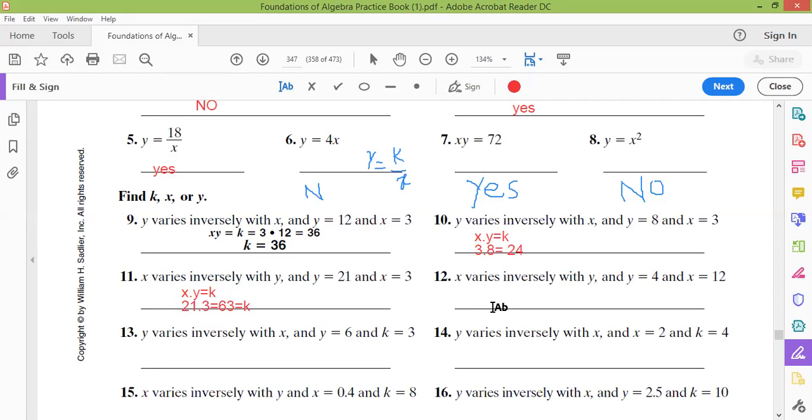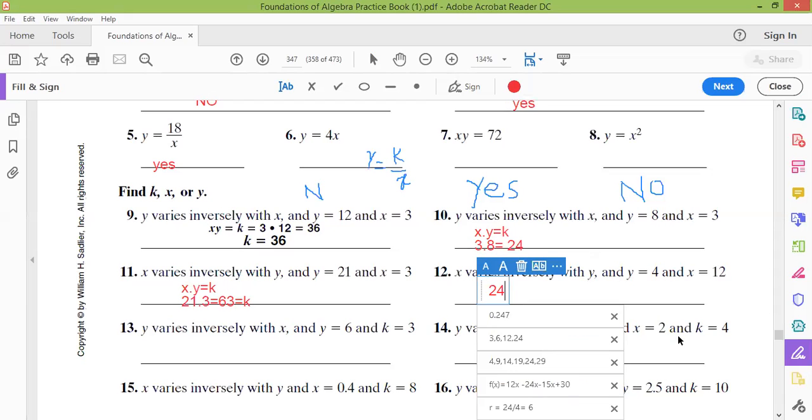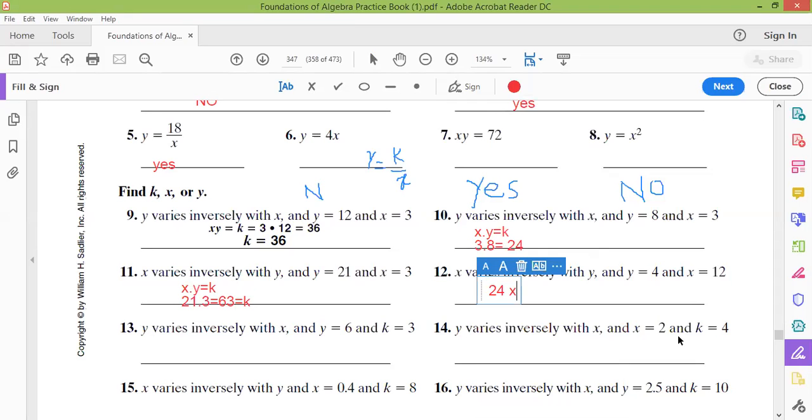Next one, x varies inversely with y. Y is 4 and x is 12. 4 times 12. Should I write x with y? No need to write, just multiply the numbers. 4 times 12, what is it? The answer is 48, the value of k. So you can write here k is equal to 48.